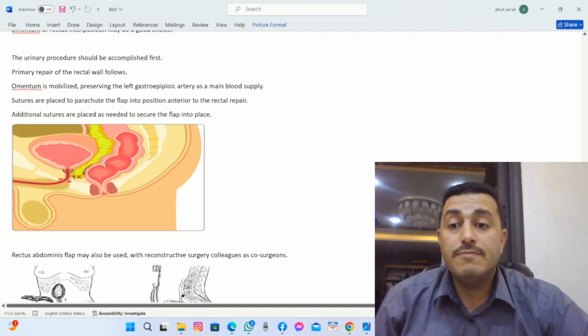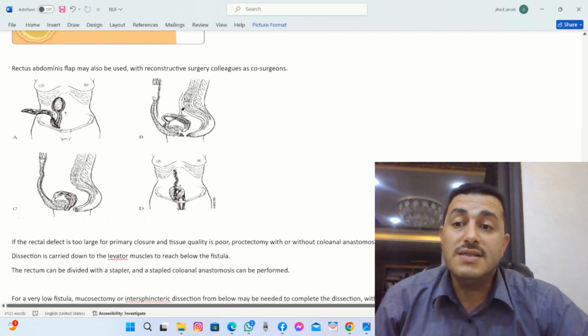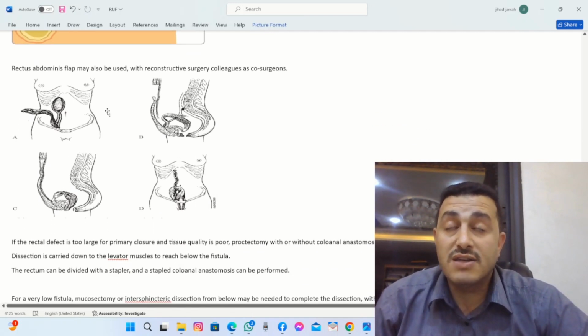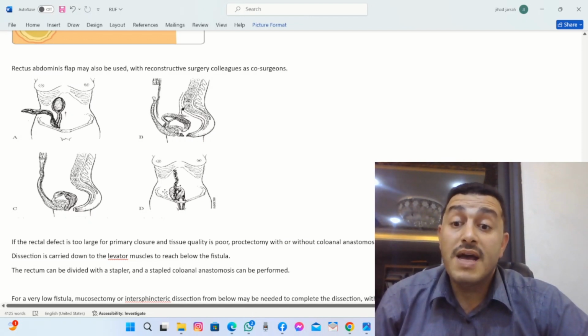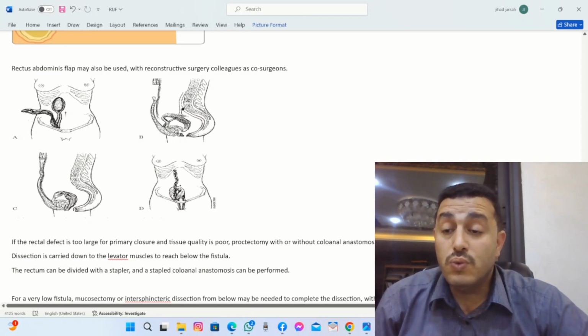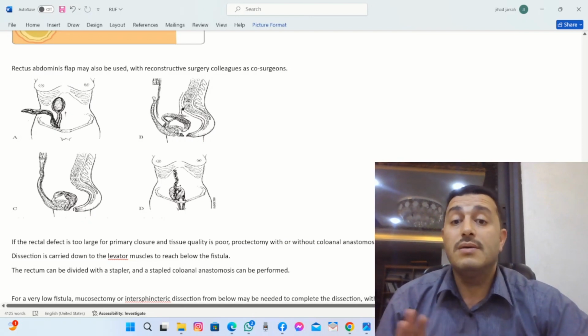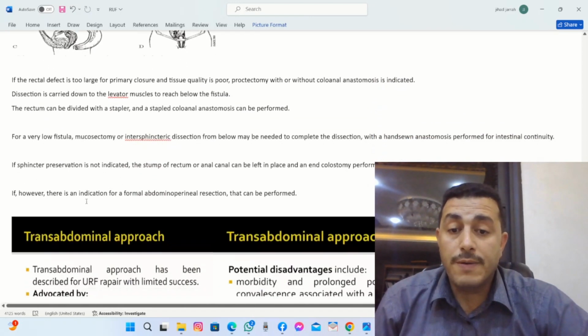Okay, the other option is, I know that most of you know the transverse rectus abdominis flap. Here we have the vertical rectus abdominis flap. Yes, I know that this image is for rectovaginal fistula, but it carries the same principles. Also, this is a pedicled flap and needs the help of a plastic surgeon. We bring this muscle and we put it between the rectum and urethra. Okay.